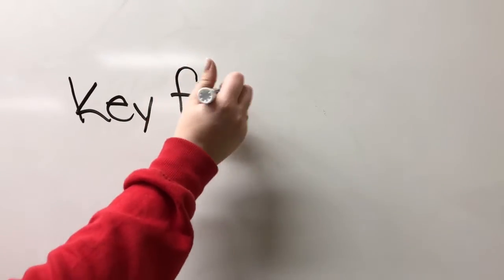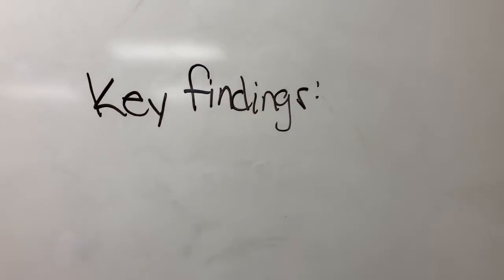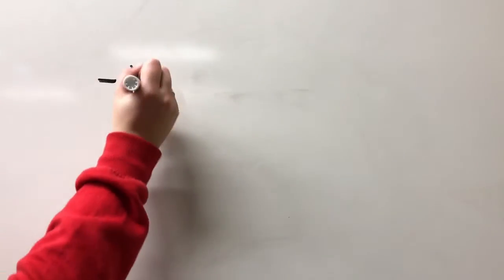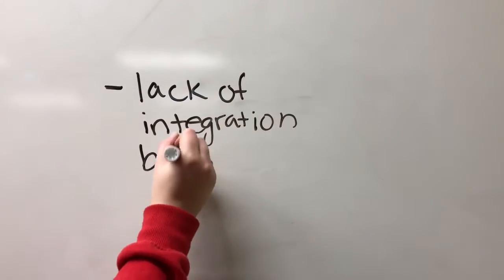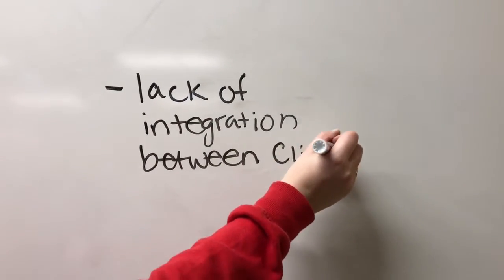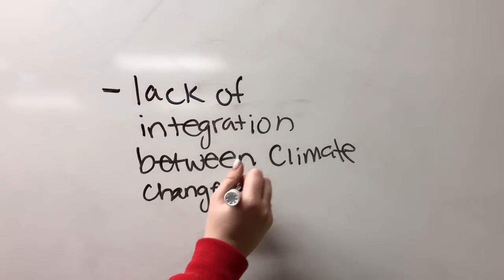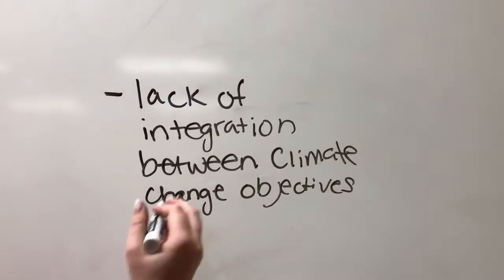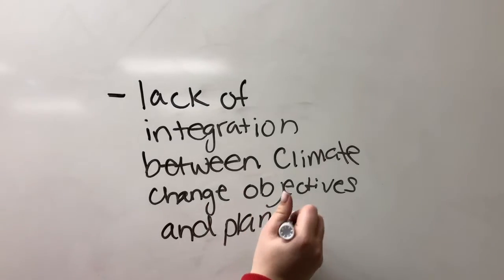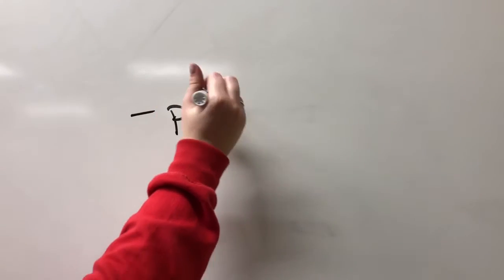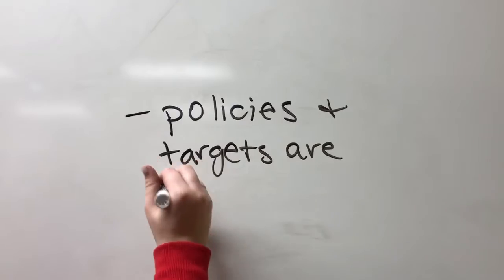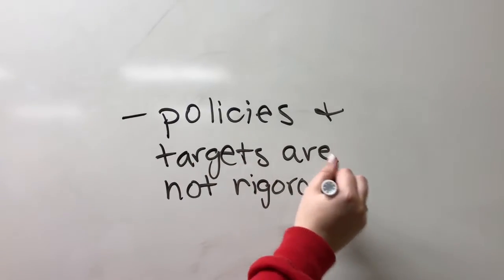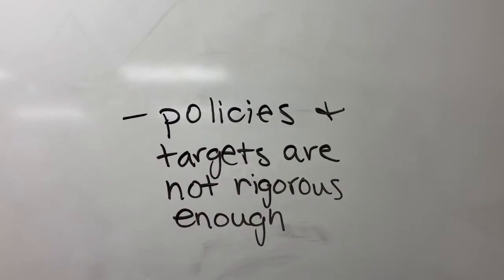Key findings from this report are that there is a lack of integration between the province's climate change objectives and planning policy. Urban planning policies and targets, particularly within the Places to Grow plan, are not rigorous enough to combat the extent of urban sprawl and unsustainable development that is already underway.